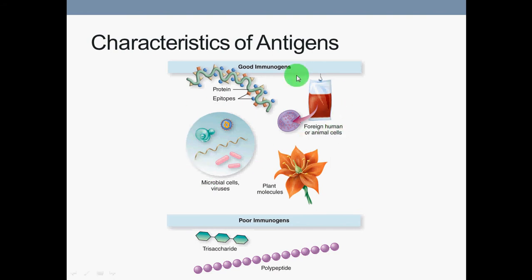There are also foreign human cells that have markers on them that, if they do not match up as your own cells, can trigger an immune response. But typically small sugars or small proteins are not good immunogens, because your body has so many of these different sugars and so many of these different proteins that it wouldn't be able to recognize them as foreign.